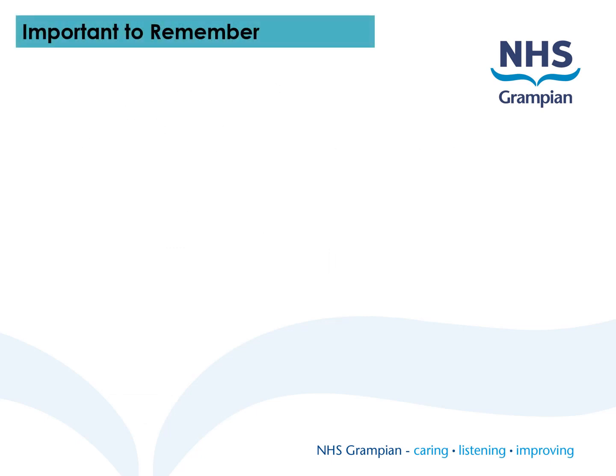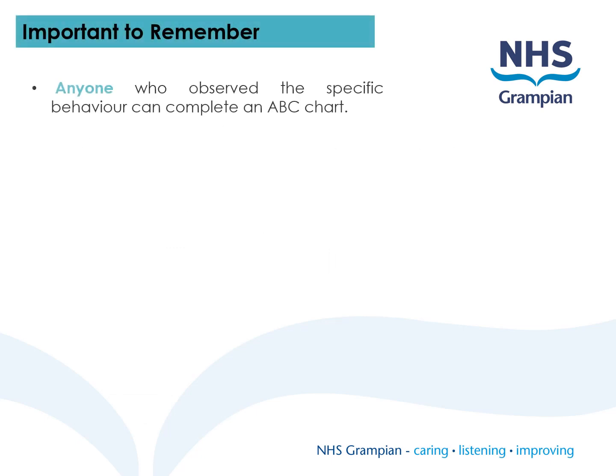So just to summarize, here are some important things to remember. Anyone who observed a specific behavior can complete an ABC chart. It doesn't have to just be carers, it can be family, friends, just anyone who observed the behavior or the situation. It's just very important to make sure that whoever is completing the ABC chart has the right support and knowledge on how to complete one, and if they've never filled out an ABC chart, maybe the right support should be provided. For example, a carer sitting down with a family member and filling them out together.